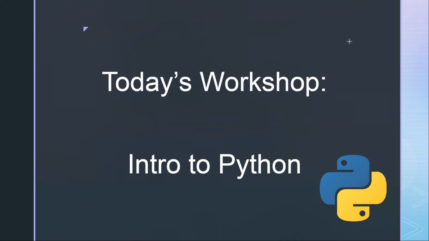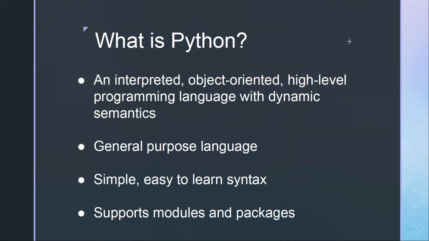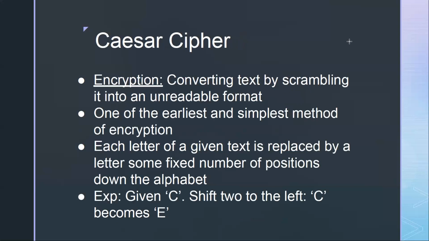So it means that we can get straight into today's workshop. It is an intro to Python class. So what is Python? It's an interpreted, object-oriented, high-level programming language with dynamic semantics. To explain it more simply, it's a very general purpose language. It's simple, it's easy to learn syntax, and it supports modules and packages just like how other languages support libraries and things like that. There's a lot of extra stuff that you can add on to increase all the cool and crazy things you can do with Python. And then that will be for later if we can get to it.